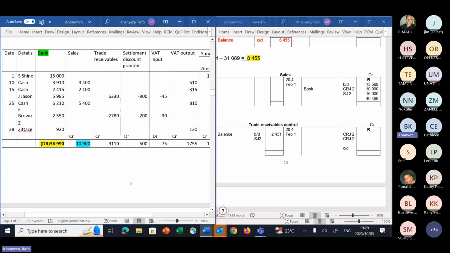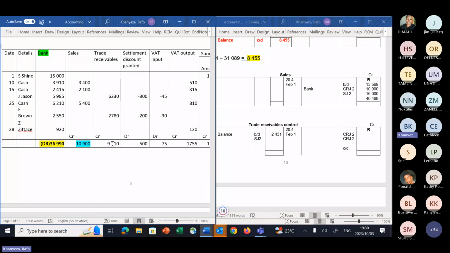Trade receivable. How much was our trade receivables? It was 9,110. No, this is trade. Let's have a quick look. So our trade receivables, it's 9,110.